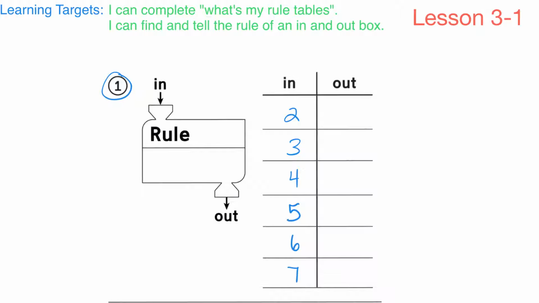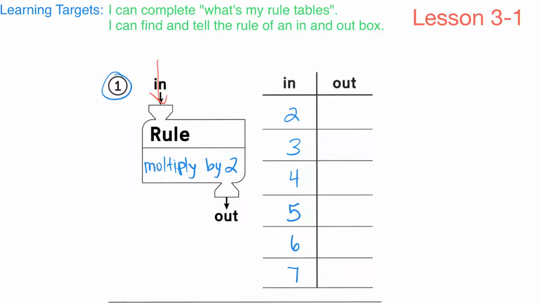The rule for this box, I'm making this up now, is multiply by 2. And what this means here is you notice we've got this in arrow here. That means that we're taking any one of these numbers in the in column, we're putting it into this rule. We're going to multiply that number by 2, and whatever number that answer is, we're going to put in the out column. So let's do that now.